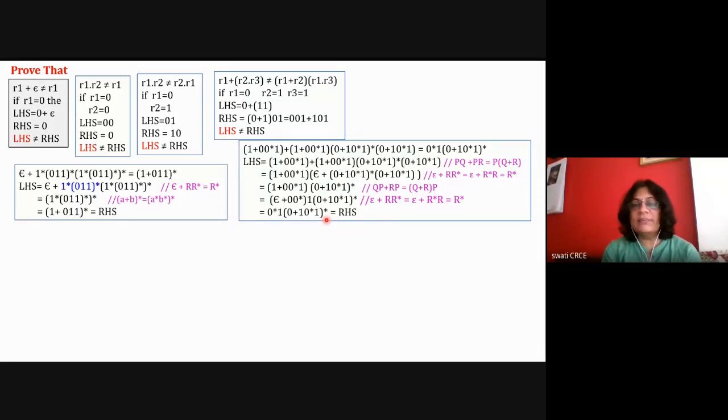Okay, so it's simple mathematics, and the identities are to be applied on the equation. Okay, so you are understanding. Here we have applied PQ plus PR is equal to P times (Q plus R). So first we took the first term common, and then wrote epsilon here.